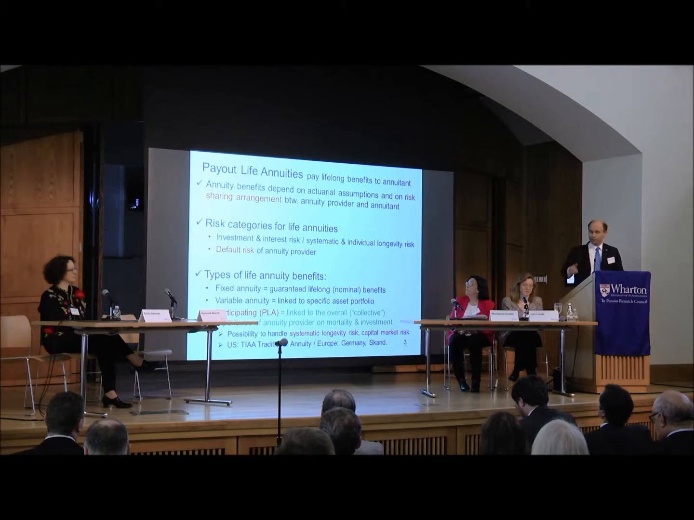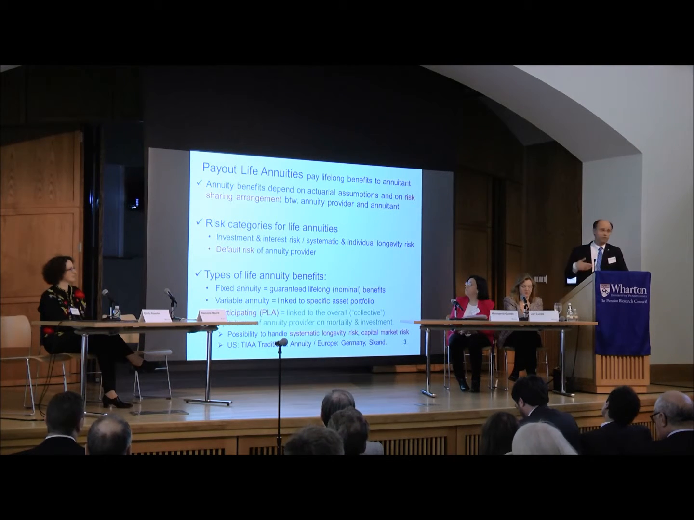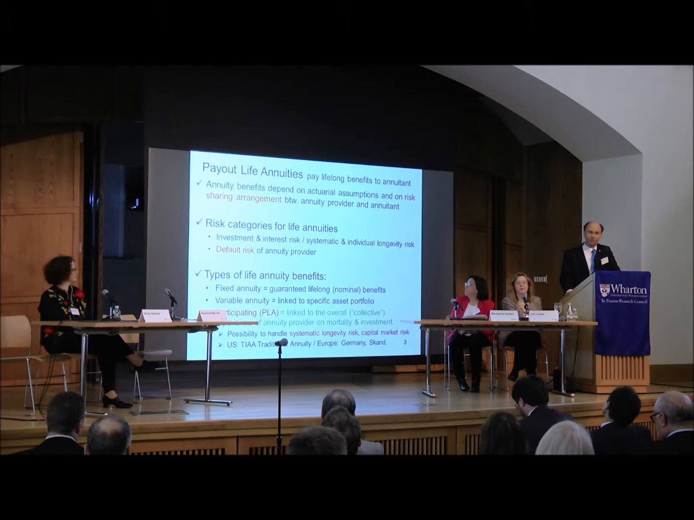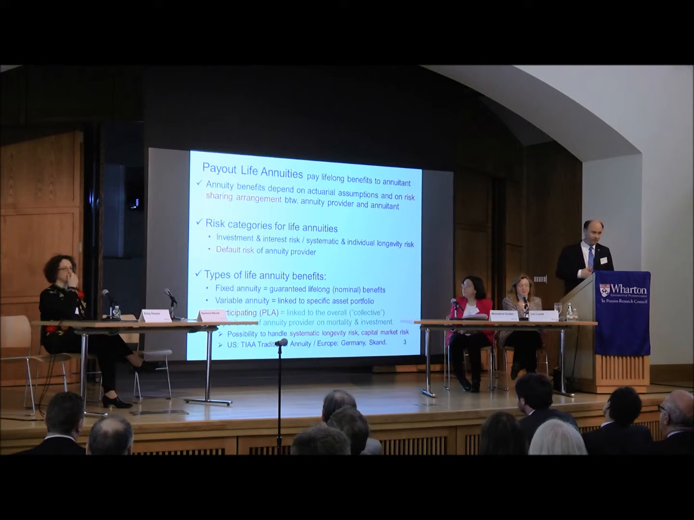Risk sharing means we have to look at risk categories, and the most important are investment and interest rate risk. You don't know the development of the assets where you invest all of the premiums of the annuitant. You don't know the development of the interest rate risk. Nobody would have known that we now have something like 0% interest rates around the world, especially in the European community. You have the systematic and the individual longevity risk. So basically, annuity products are pool products.